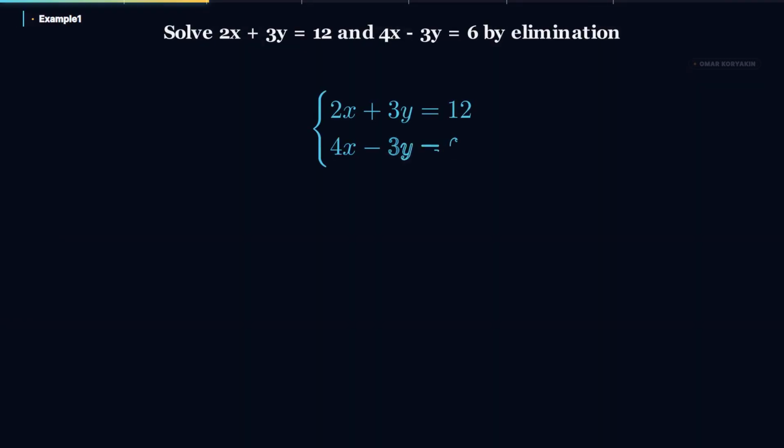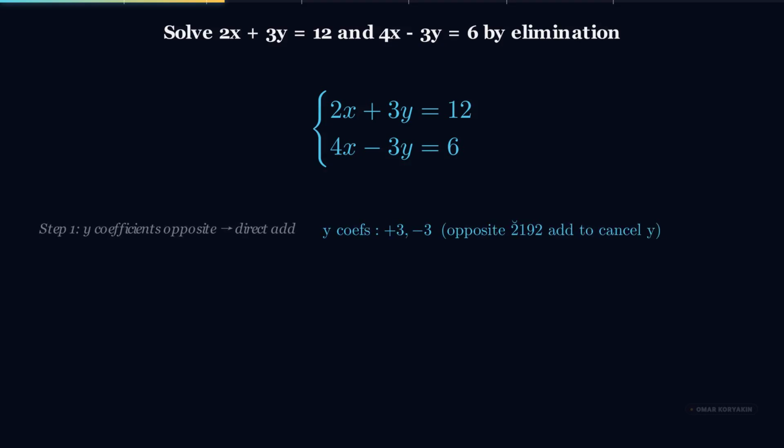Here is the first worked example. Solve the system 2x plus 3y equals 12 paired with 4x minus 3y equals 6 using the elimination method. The y coefficients are plus 3 and minus 3, exactly opposite, so direct addition will cancel the y variable without any preliminary multiplication. Step 1. Align the equations vertically. 2x plus 3y equals 12 on top, 4x minus 3y equals 6 below. The x terms are stacked, the y terms are stacked, the constants on the right are stacked.